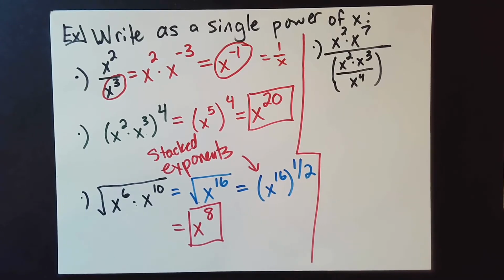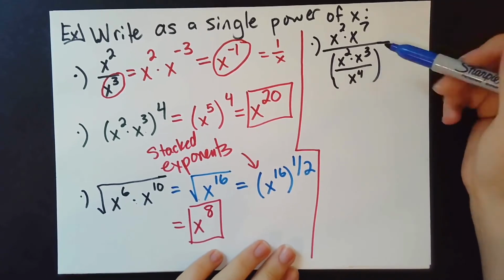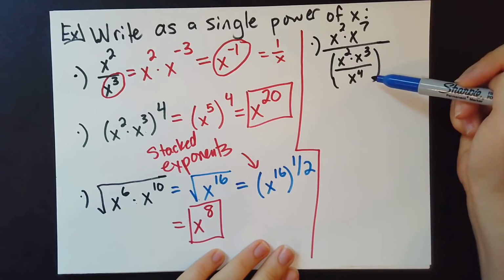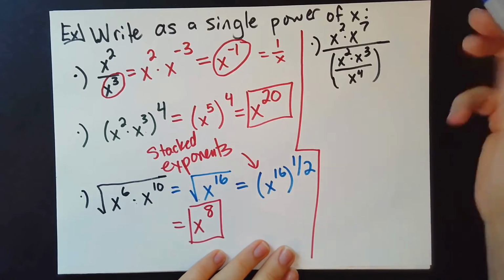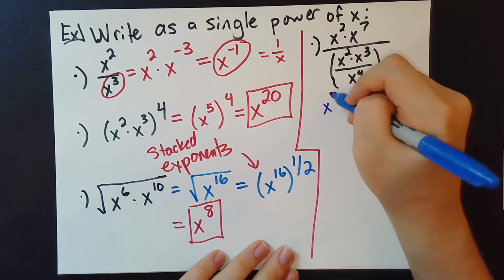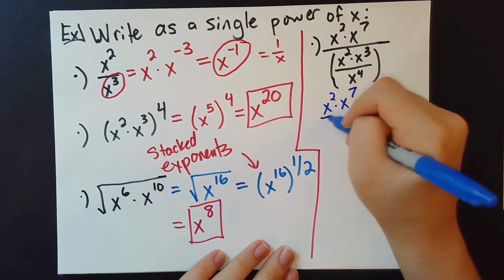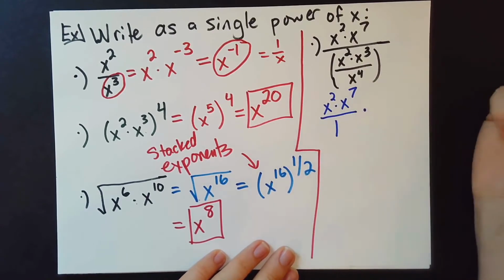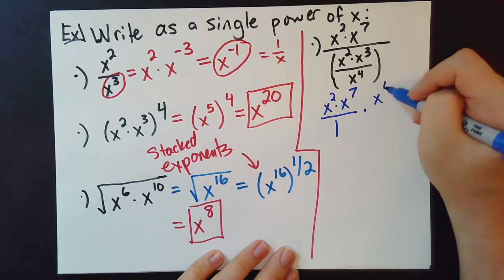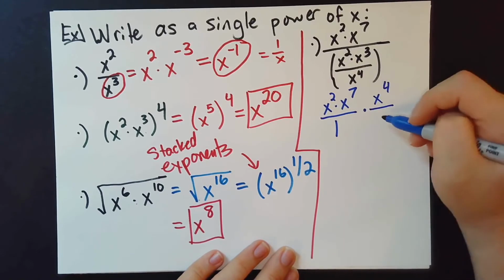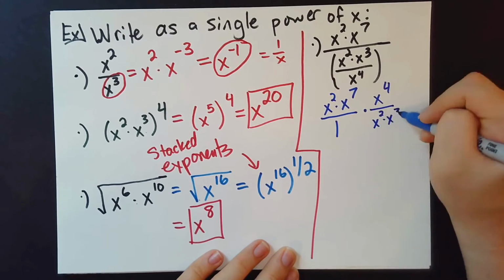Namely, let's first use our fraction rules, and let's use our fraction rules to recall that dividing by a fraction is the same as multiplying by its reciprocal. So I'm going to write this as x squared times x to the 7th divided by 1 times x to the 4th divided by x squared times x cubed.